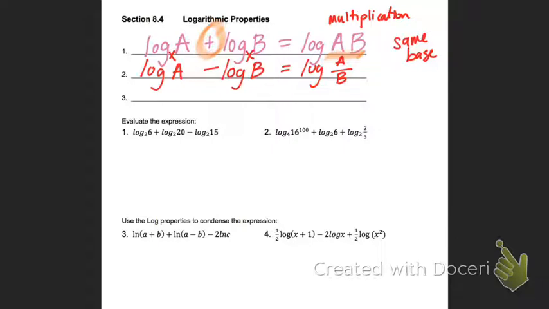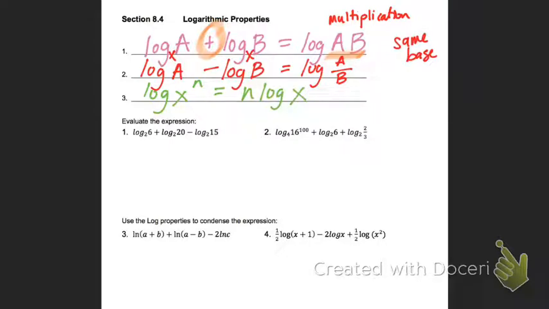And then the third one is one that you already know because we talked about it in 8.3. If you have log of x or anything to a power, what do you do with that power? You bring it out front. So it's like n times log of x.